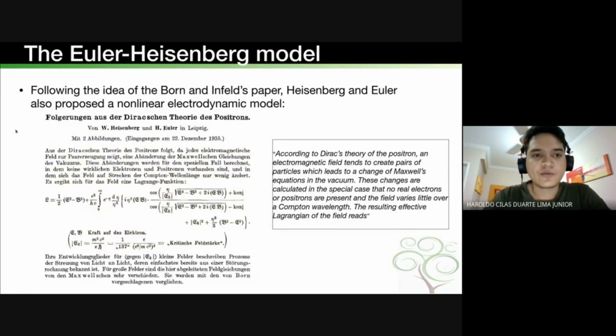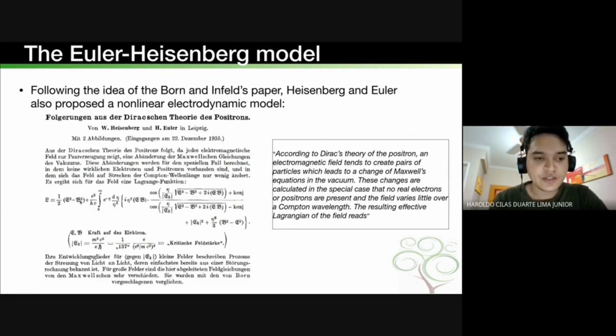Another model that was proposed in 1935 is the so-called Euler-Heisenberg model. Their motivation to propose such a modification of Maxwell's theory is translated here in the following way. According to Dirac's theory of the positron, an electromagnetic field tends to create pairs of particles, which leads to a change of Maxwell's equations in the vacuum. These changes are calculated in the special case that no real electrons or positrons are present, and the field varies little over a Compton wavelength. The resulting effective Lagrangian of the field reads as this equation here.